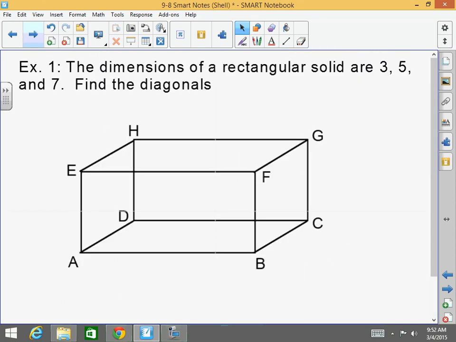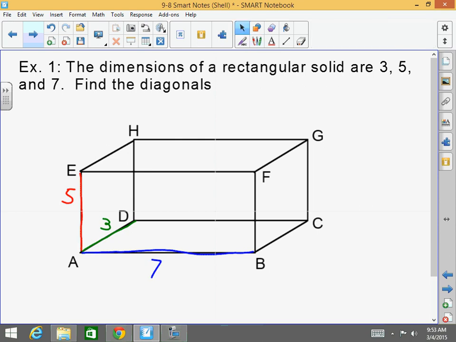Okay, guys. The dimensions of a rectangular solid are 3, 5, and 7. I want you to find the diagonals. All right. So here comes the fun part. Let's make this a 5. Let's make this guy here a 3. So this is a 5. Try to color code it to make your life easier. This is a 3. And this here is 7.